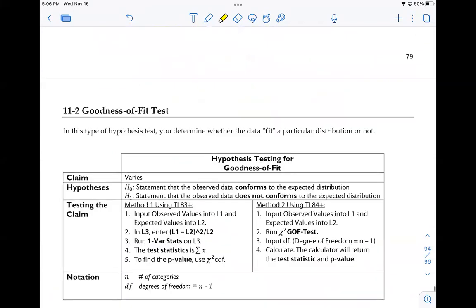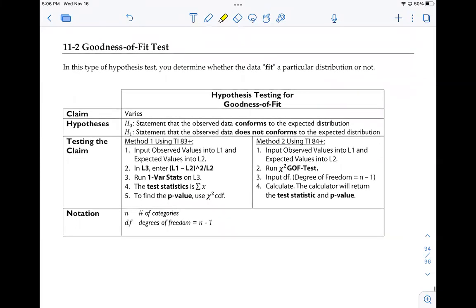All right. So now, what is the goodness of fit test? In this type of hypothesis test, you determine whether the data fits a particular distribution or not. This table here pretty much provides you with all the information you need to answer the questions on your homework. Obviously, you're also going to have to rely on prior knowledge from hypothesis tests, such as when to reject the null and when to fail to reject the null.